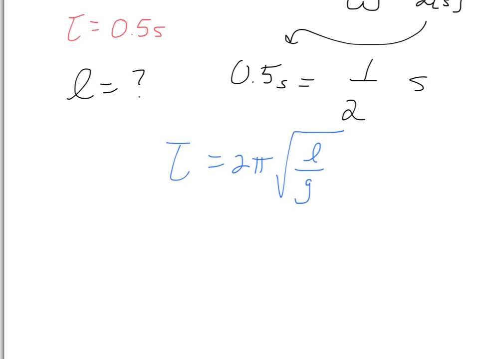You can definitely start by squaring both sides, but if you do that, you need to remember to square the 2 pi and the radical L over G. That's one way to start it. Square everything, because everything is a product. If you square this whole side, you have to square 2, square pi, and square this whole thing. Squaring this whole thing is L over G. Squaring 2 is 4, squaring pi is pi squared, squaring tau is tau squared. That's definitely one way to do it.